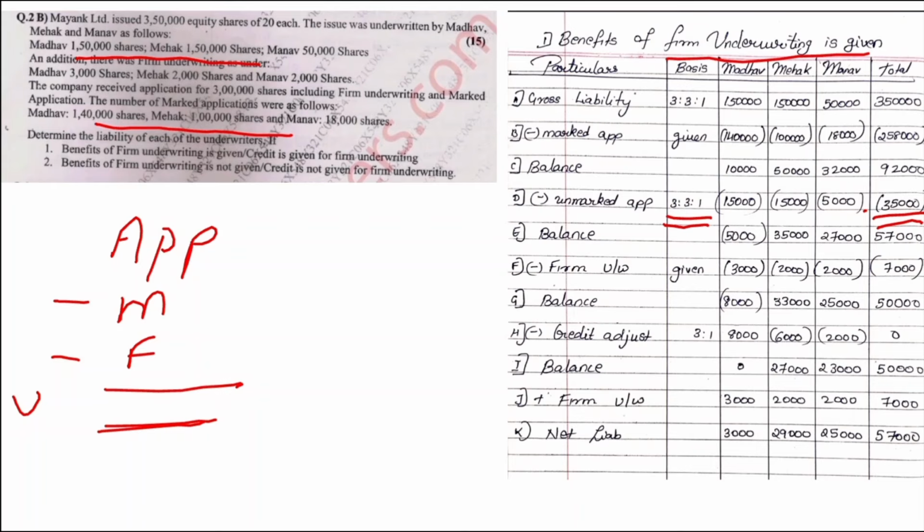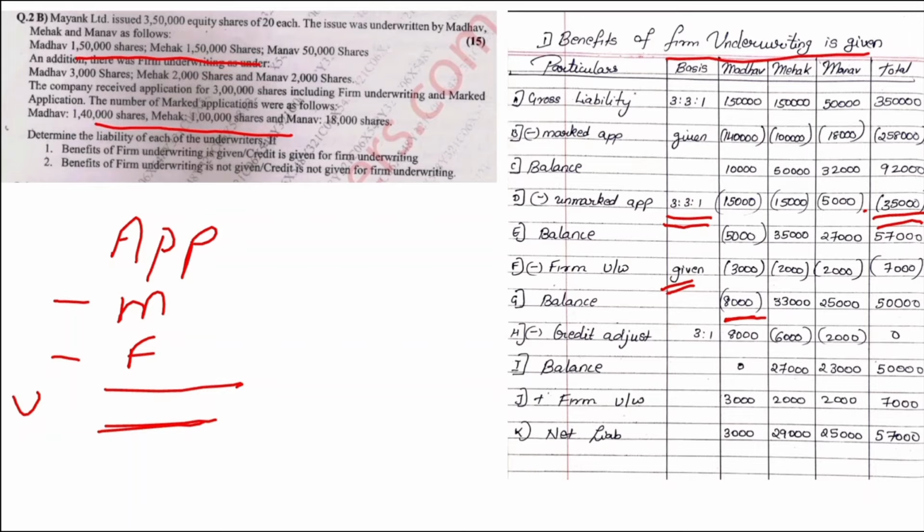Less firm underwriting. Now when the benefit is given, we take the given rate. We always take the given figures for firm underwriting: 3,000, 2,000, 2,000. We subtract and get -8,000, 33,000 and 25,000. Total comes to 50,000. The moment you get any negative, it means whatever shares were given to him, he has sold way more than that. So that excess you are going to credit adjust.